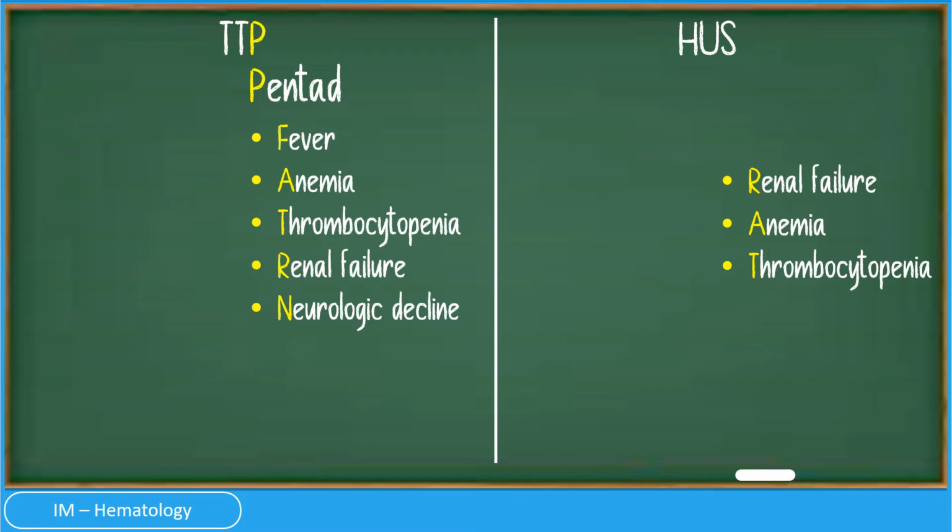It is easier to remember the triad as RAT for renal failure, anemia, and thrombocytopenia. It is important to note that the anemia is microangiopathic hemolytic anemia, which is characterized by the presence of red cell fragments or schistocytes on blood smears. To summarize thus far, TTP has a pentad, FAT-RN, while HUS has a triad, RAT.